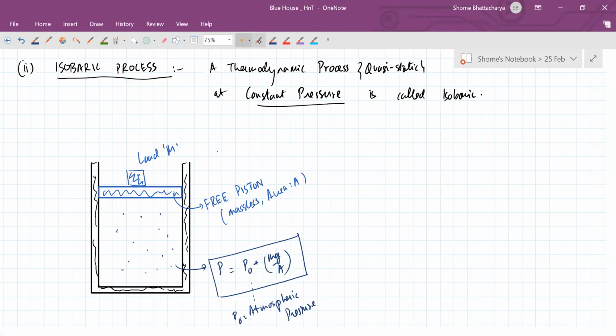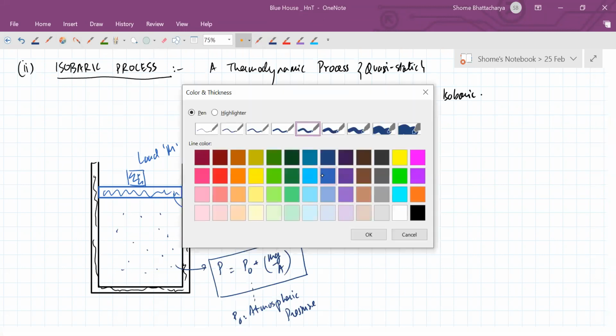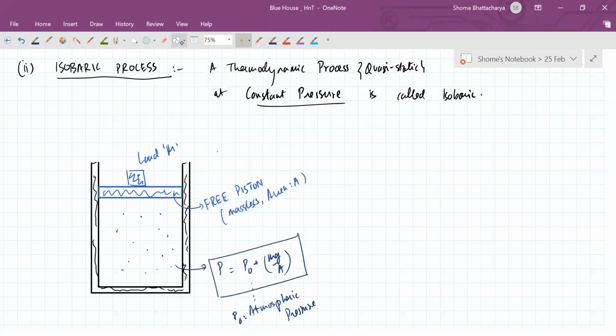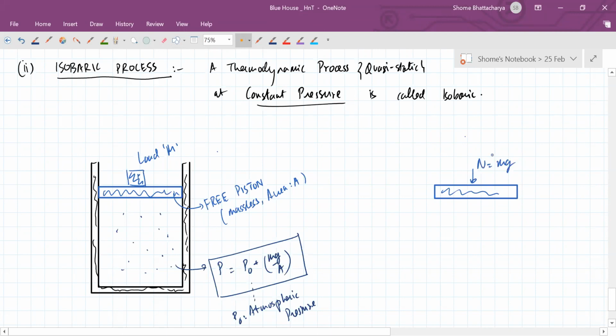Okay. Because if you look at the free body diagram of the piston, you'll understand that the piston is experiencing three forces. The normal contact force that the block is applying on it equal to its weight. The gas from inside is applying a force of pressure into area, and atmospheric air from above is applying a force of, and this is in equilibrium.